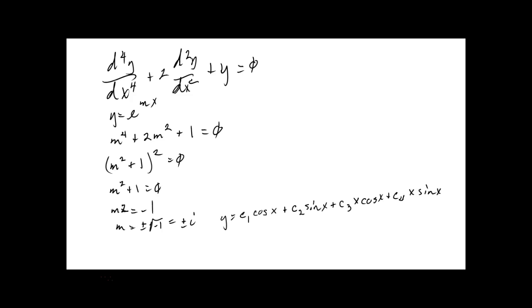In general, if m1 is equal to alpha plus i beta, beta greater than 0, beta positive, is a complex root of multiplicity k of an auxiliary equation with real coefficients, then the conjugate m2 is equal to alpha minus i beta, also a root of multiplicity k. From the 2k complex variable solutions, you have e to the alpha plus i beta x, e to the alpha minus i beta x, and so on.